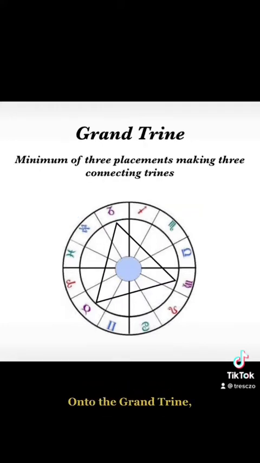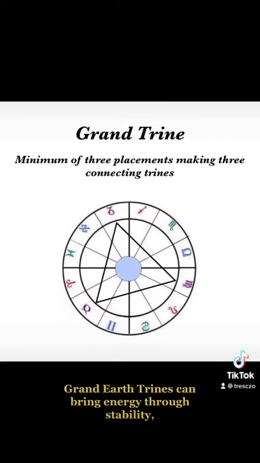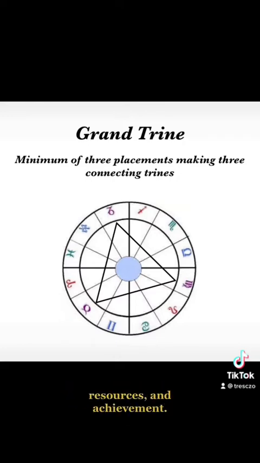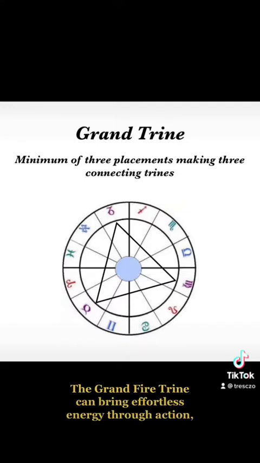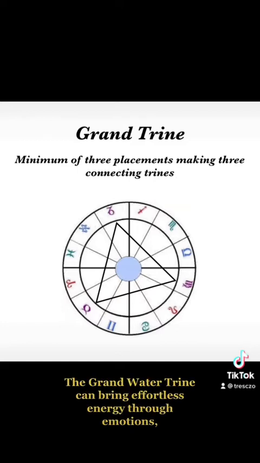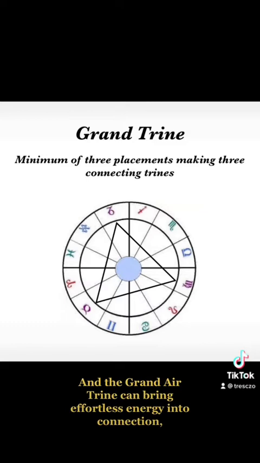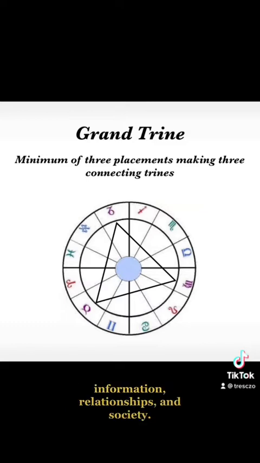On to the Grand Trine, which is a minimum of 3 placements making 3 connecting trines, each 120 degrees. It's important to note that where the Grand Cross brings energy through the modalities, the Grand Trine brings energy through the elements. Grand Earth Trines can bring energy through stability, resources, and achievement. The Grand Fire Trine can bring effortless energy through action, passion, desire, purpose, and leadership. The Grand Water Trine can bring effortless energy through emotions, healing, and intuition. And the Grand Air Trine can bring effortless energy into connection, information, relationships, and society.